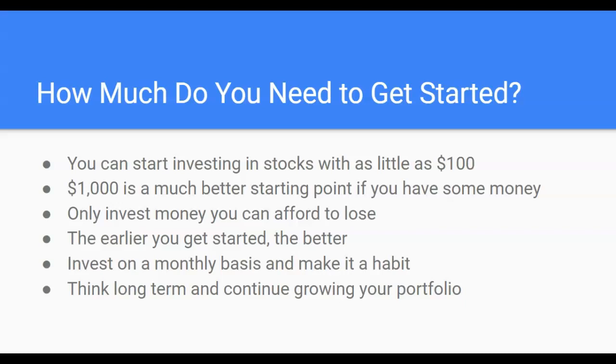Just pick a certain amount of money you want to invest every month, whether it's 50 bucks, 500 bucks, 1,000 bucks, whatever you can afford, and just invest that every month on a consistent basis. Obviously you want to invest as much money as possible, but you don't want to invest so much that you're not able to pay your bills and enjoy yourself and things like that.